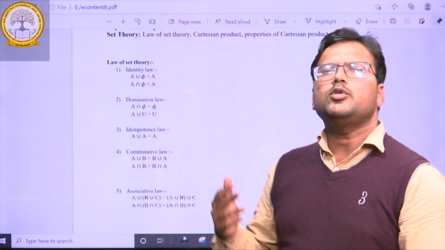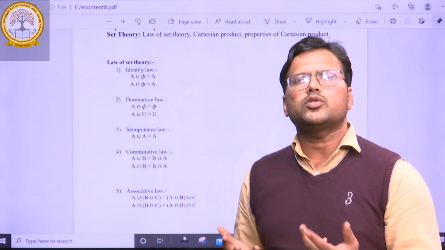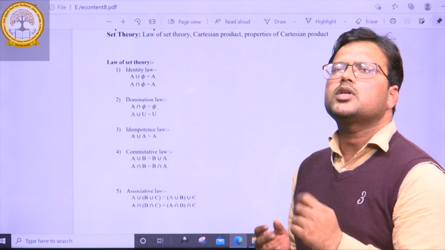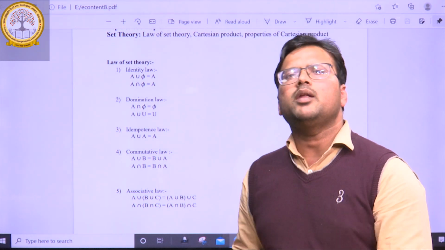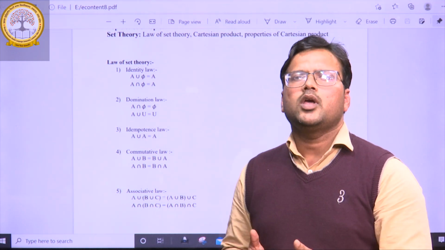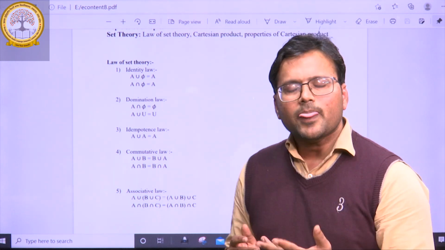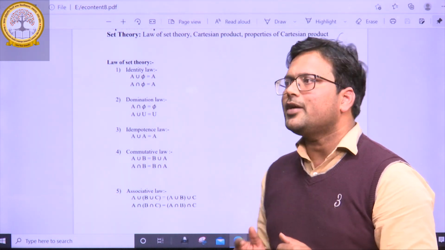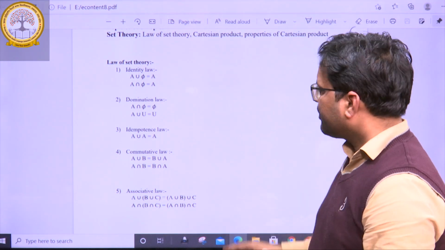Now the fourth one is the commutative law. As we know, in commutative operation between two sets, suppose we are taking the operation as union and intersection, then the union operation between A and B or between B and A would be equal. And in the same way, if we are taking the intersection operation, then the intersection operation between A and B and between B and A would be the same.